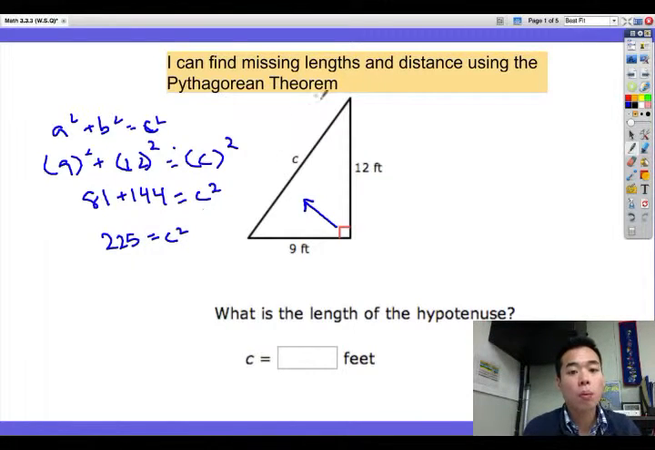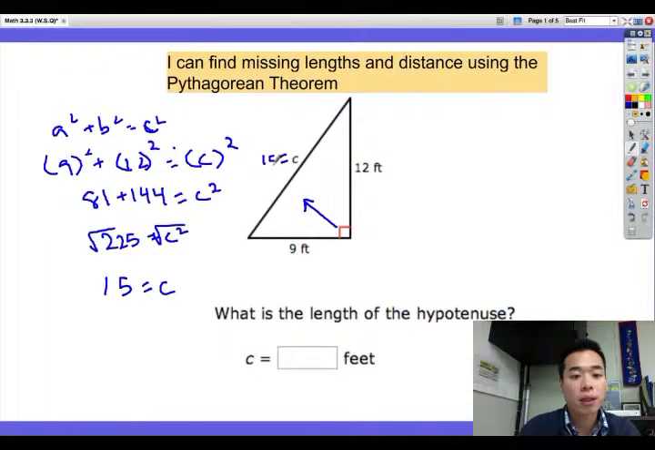That's the whole area of the square. So in order to find just the length of c, I would take the square root of both sides. And here I have the square root of 225 is 15, is equal to c. So right here I know that c is equal to 15 feet. So I'll put this in my box. Okay, so that's just a review of what we've been doing the last couple of days.